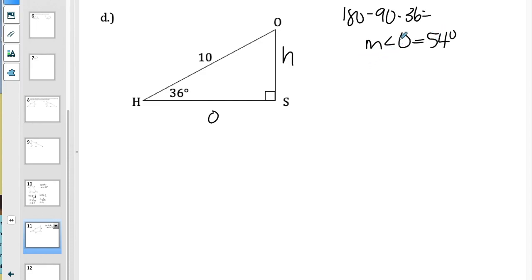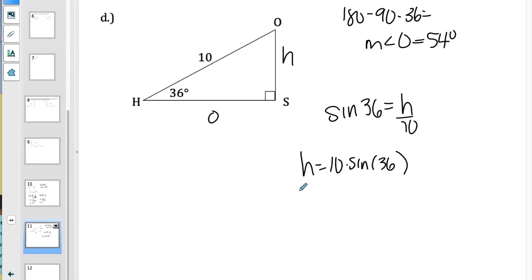Now, just in case we make a mistake getting this, I will not use 54 in my trigonometry. I'm going to for sure use the 36 that's on the screen here. So sine of 36 could help me find this opposite side H. And so I would have H over 10. Remember, when the number's in the bottom here, to get H by itself, you multiply both sides by 10. So what I'm typing into my calculator is 10 times the sine of 36. And I got 5.9 for that value.